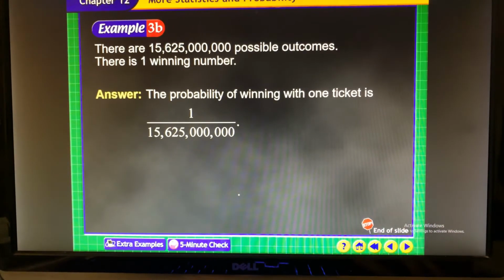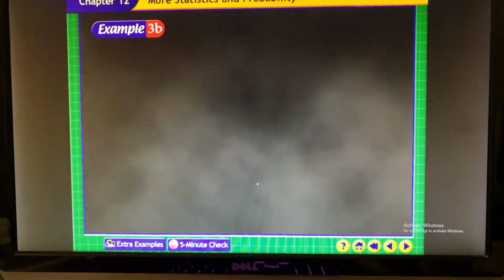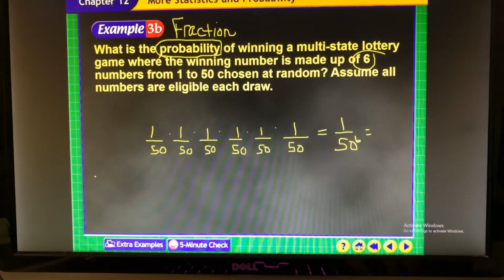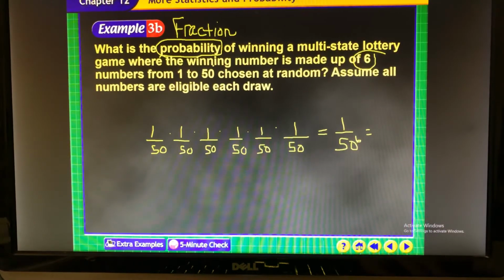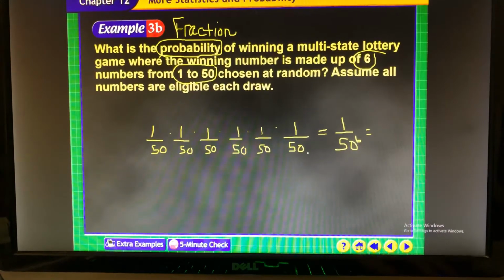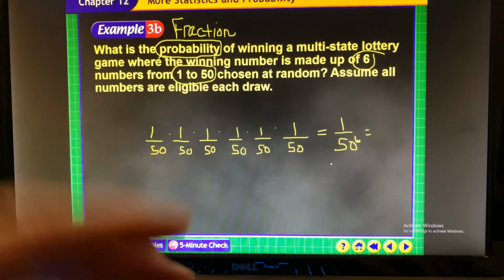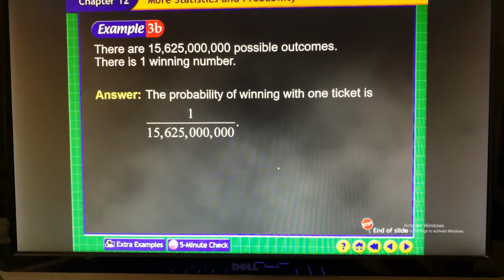However, if you don't play, you got 0 chance of winning. So at least this is closer than 0. So do you want to look at that one again? Let's go back to this again. The probability of winning the lottery. You get to do 6 things. You choose from the numbers 1 to 50. That gives you 50 things you get to choose from. That's why 50 is in the denominator. The probability that it's your number is only going to be 1 out of 50, 6 times over. So that's where they came up with 1 over 15,625,000,000.